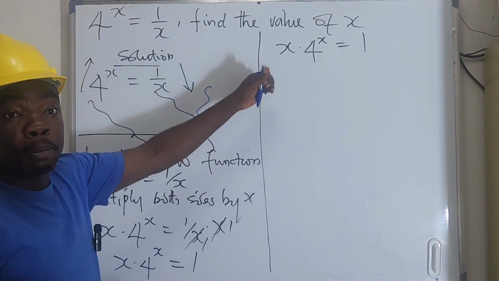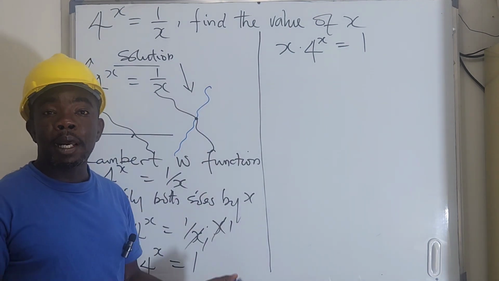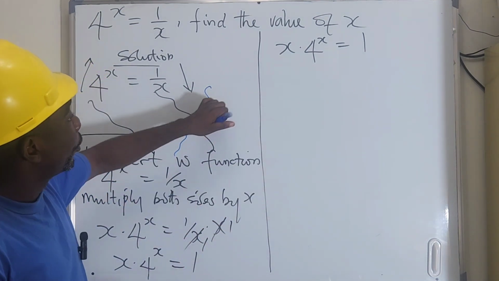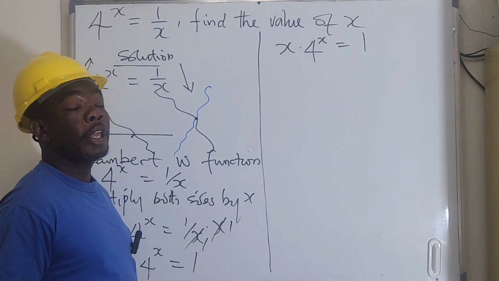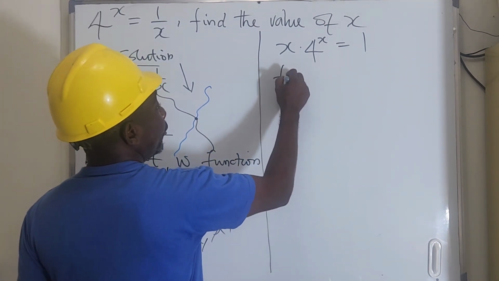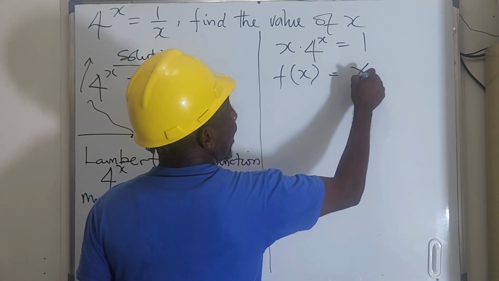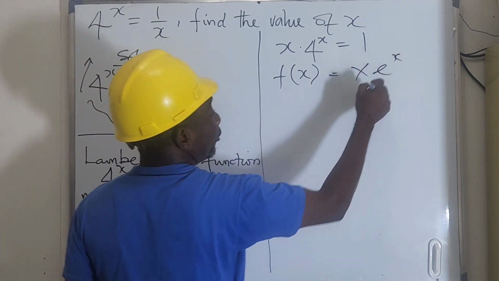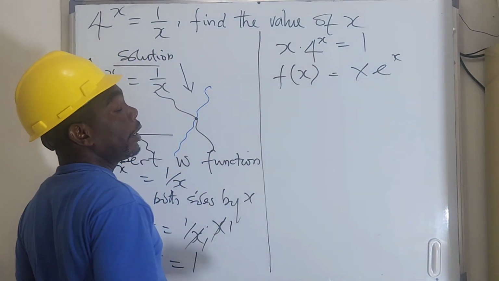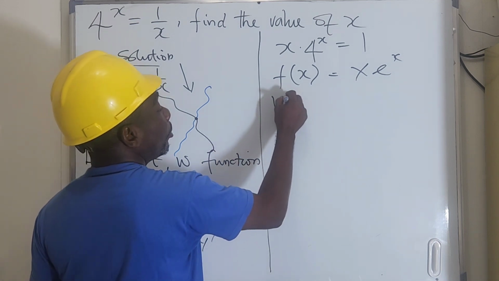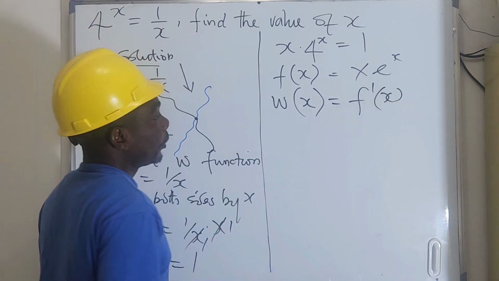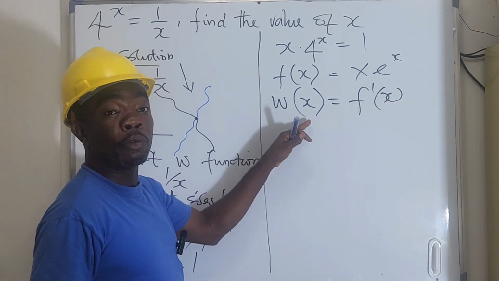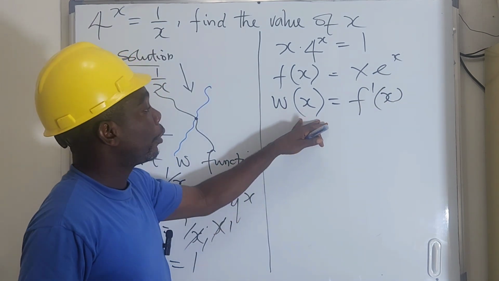This is the place where we are going to use the Lambert W function. The Lambert W function is defined this way: if we have, let's say, f of x equals x e raised to the power of x, then for us to find the value of x, W is the inverse of f. So this is what we get from using the Lambert W function.